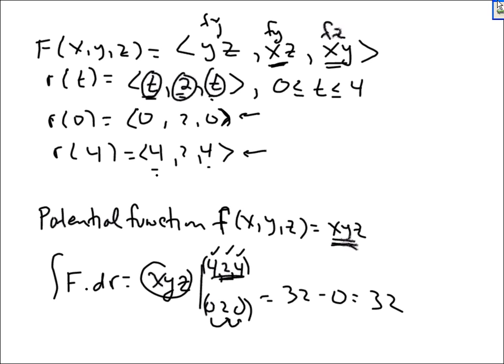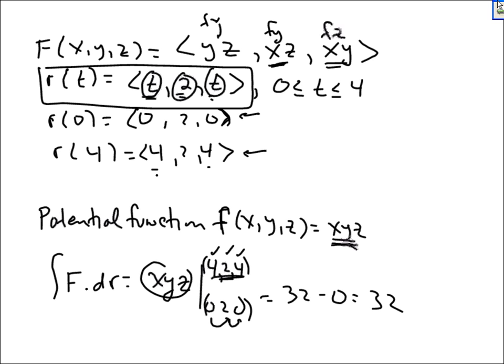It was a lot easier than integrating along the path. In fact, this is in R3. It's not so easy to even know what that path looks like. It turned out it's kind of two-dimensional because the y value is always 2.